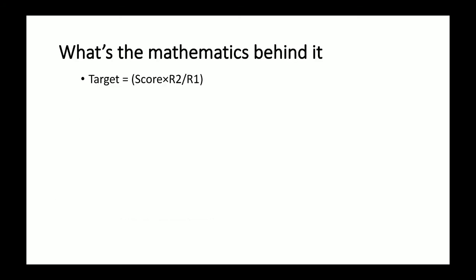Moving on. This is the formula by which we can calculate the revised target. So that's the mathematics behind this. This is more or less the particular formula that is used in this method: target equals score times R2 over R1. Now what are R2 and R1? These are the resources of the teams. R2 is the resources of team 2 and R1 is the resources of team 1.